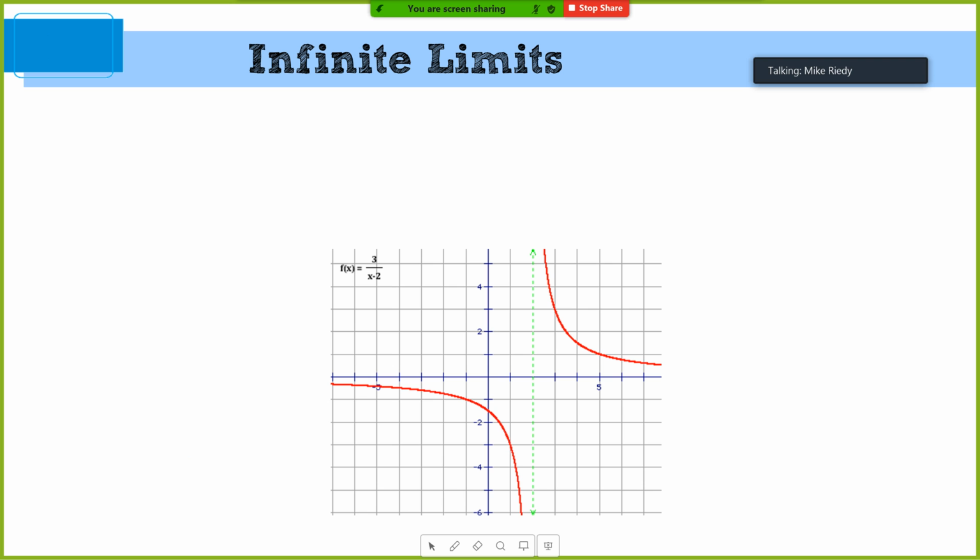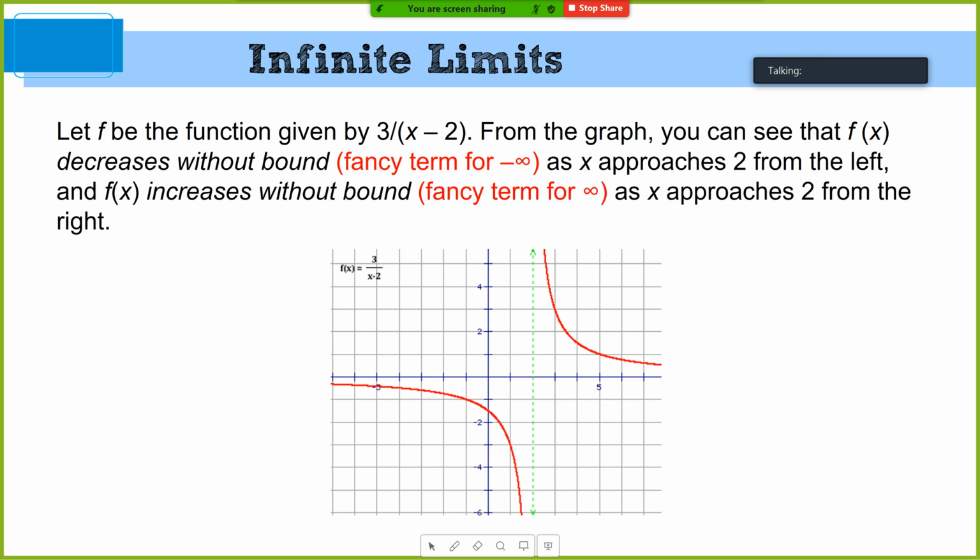Okay, so we take a function like this. Let's get some terminology covered. They, being the College Board and the other calculus people, like to use the term decreases or increases without bound. That function increases without bound. That's a fancy way of saying infinity. And so we're going to get a problem like this that says, what is the limit as x approaches 2 from the positive side of 3 over x minus 2?